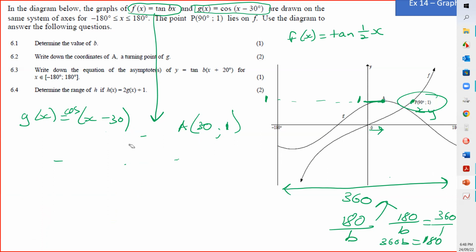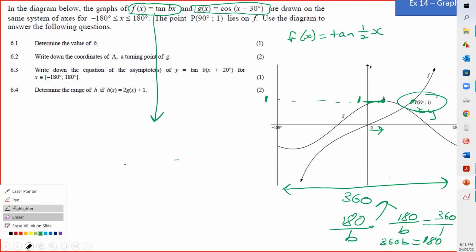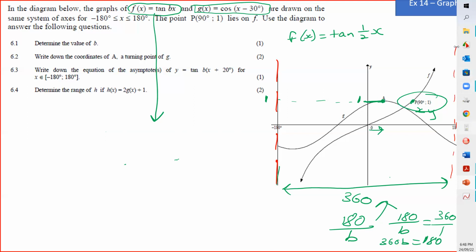Okay, the next question is talking about asymptotes. Now we know that if you look at this graph, the asymptotes here should be at minus 180. I'm going to actually draw it in. Okay, let's get another color, say red. Here's our asymptote sitting there, and there's another asymptote actually at 180. So there's the asymptote at the moment.